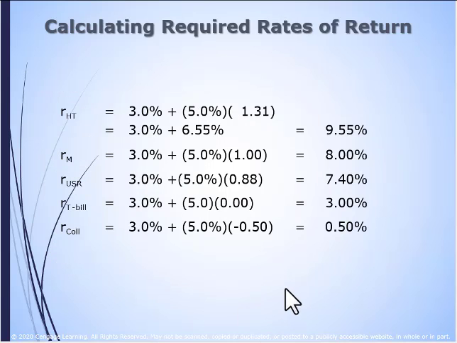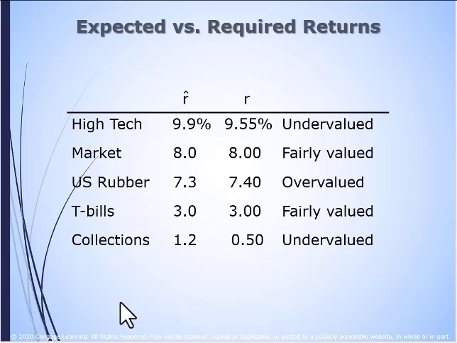So let's look at our calculations for our assets. Here's the high tech: 3% plus 5 times 1.3. The required return on the high tech stocks is 9.5%. Market is 8%. The rubber is 7.4%. T-bills 3%. Collectibles 0.5%. So the security market line tells us theoretically what rate of return you want to receive.